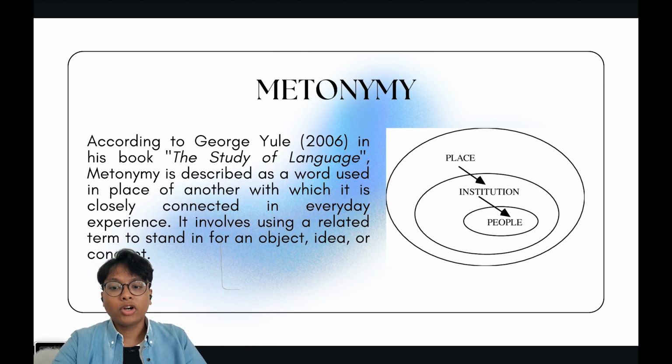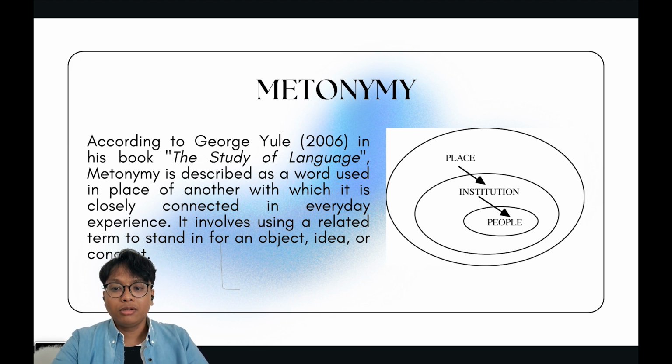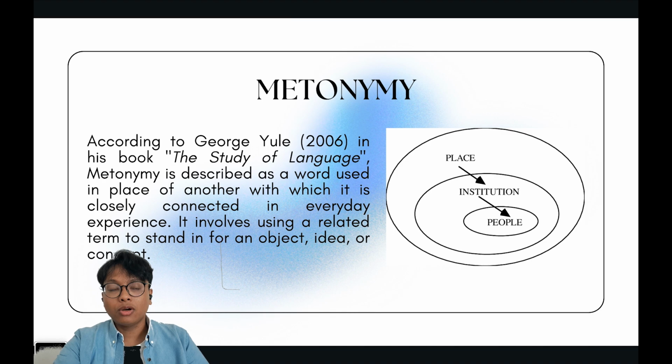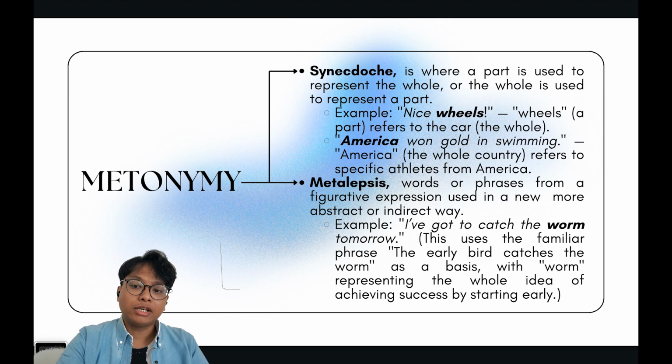Metonymy. According to George Yule, 2006, in his book The Study of Language, metonymy is described as a word used in place of another with which it is closely connected in everyday experience. It involves using a related term to stand in for an object, idea, or concept. So, there are two main types of metonymy.